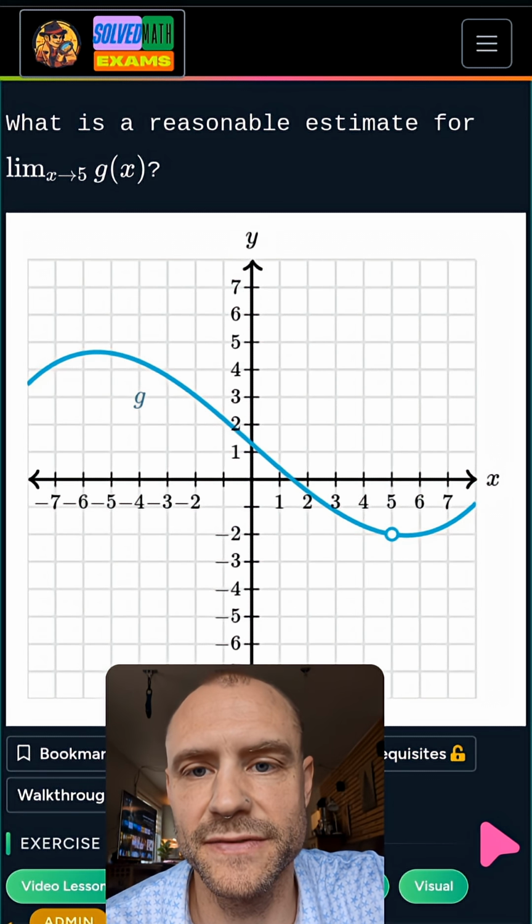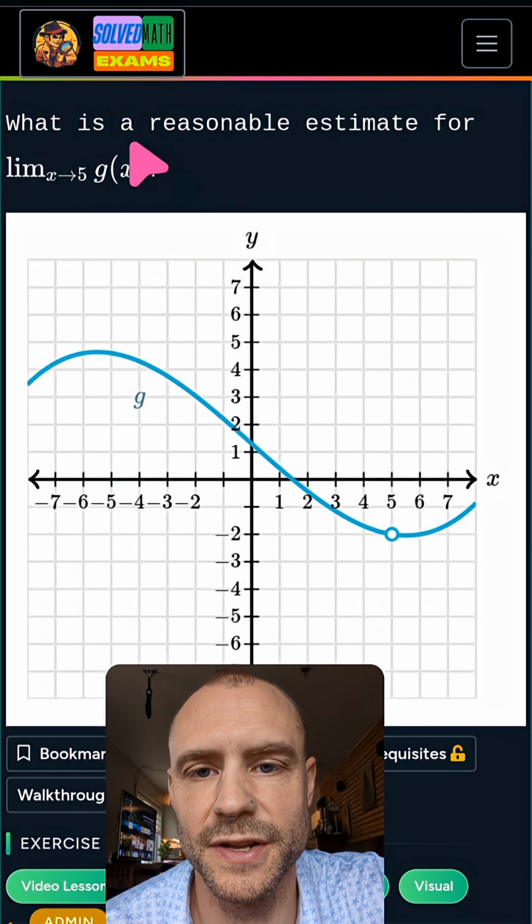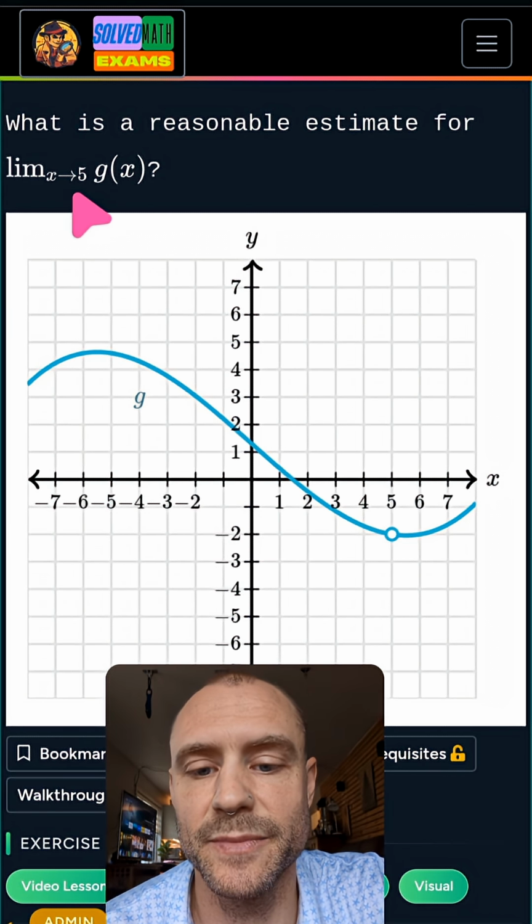Let's test your knowledge of limits. Can you answer this question using this graph? What is a reasonable estimate for the limit of g of x as x approaches 5?